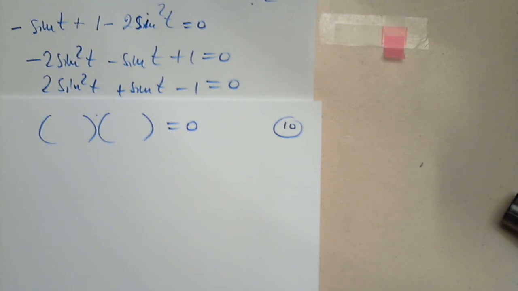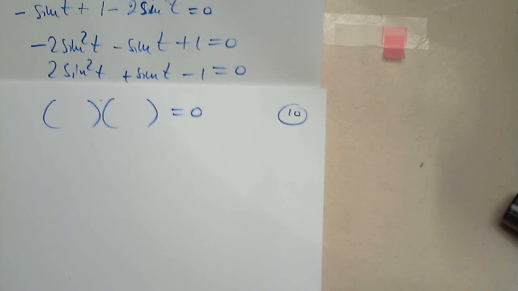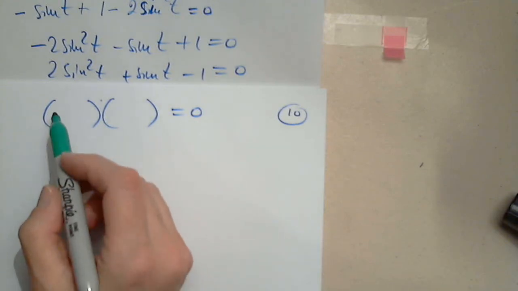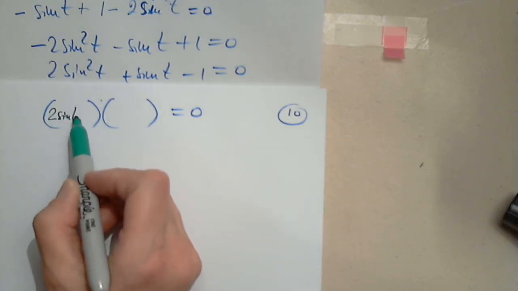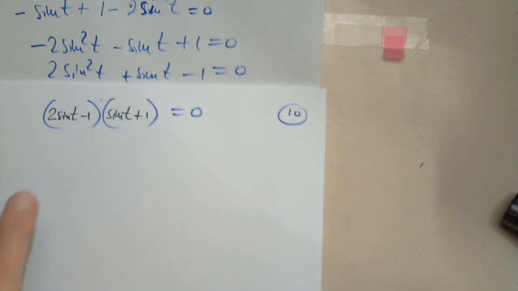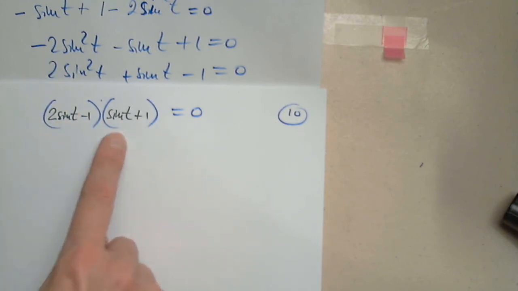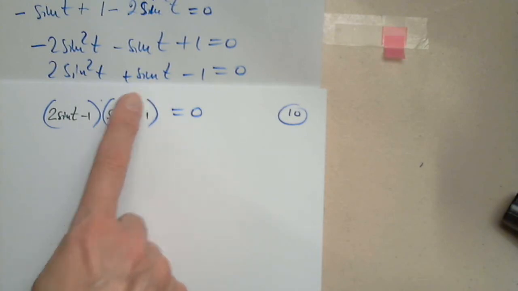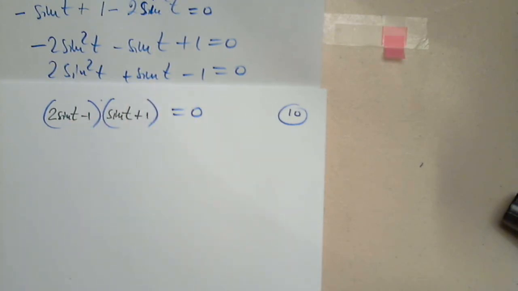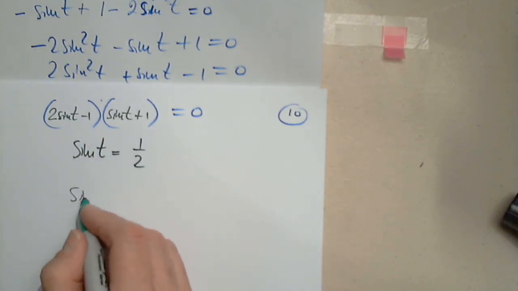No matter what, we have to write the two solutions. Can anyone quickly factor this for us? 2 sine t minus 1, sine t plus 1. Let's check. 2 sine squared times 2 sine t times sine t is that. Positive 2 sine t minus sine t is sine t, and negative 1 times 1 is negative 1. So then we get two solutions in sine.